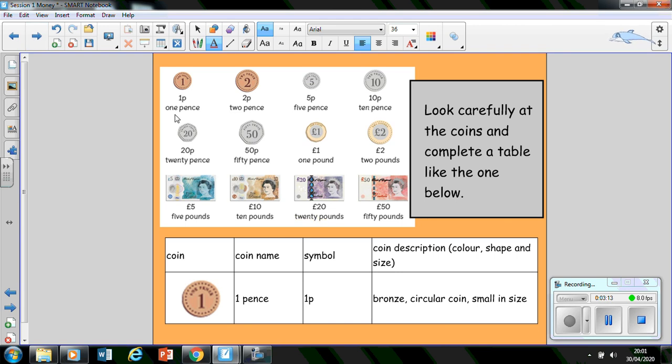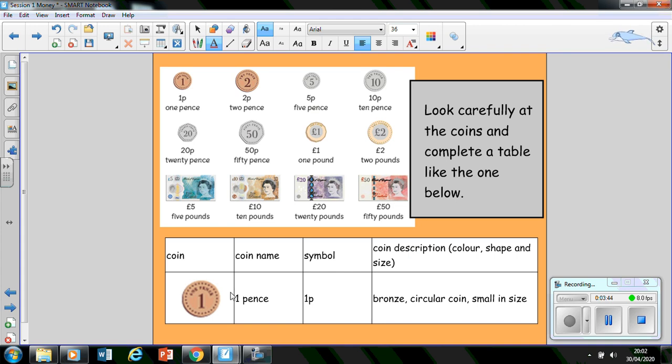Again, here I've got the coins laid out and I've got these symbols written under them. So I've got the 1 pence here, I've got its symbol and I've got it written in words. But for this task, I'd like you to become amazing noticing bush babies. We really need you to open your eyes and have a look carefully at the coins, and you're going to complete the table that I have already begun below.